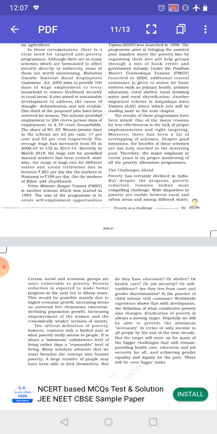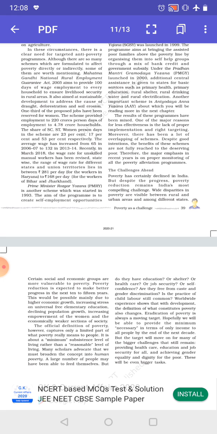Now, how would this be possible? This would be possible only through higher economic growth, increasing stress on universal free elementary education to children, decline in the population growth rate, increasing empowerment of the women and the other economically weaker sections of the society. If emphasis is given to all these factors, then definitely this problem of poverty could be solved to some extent.